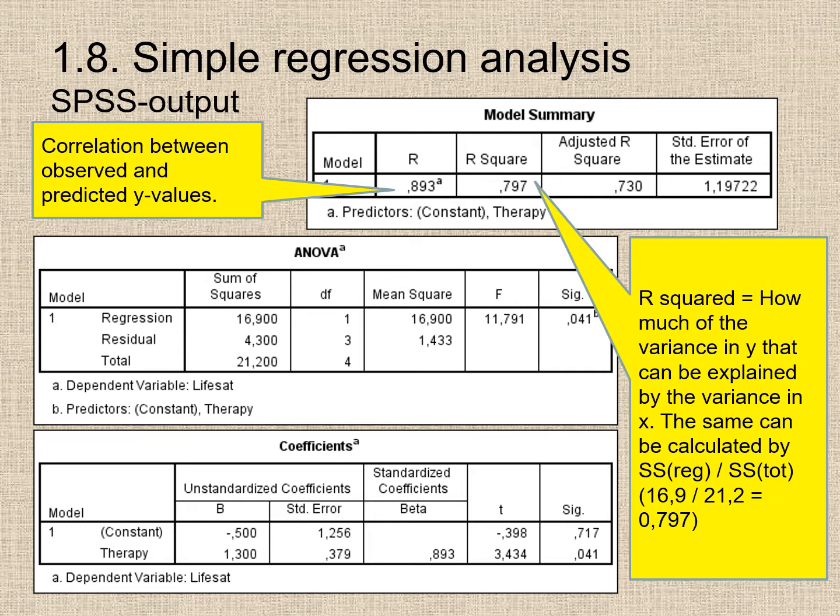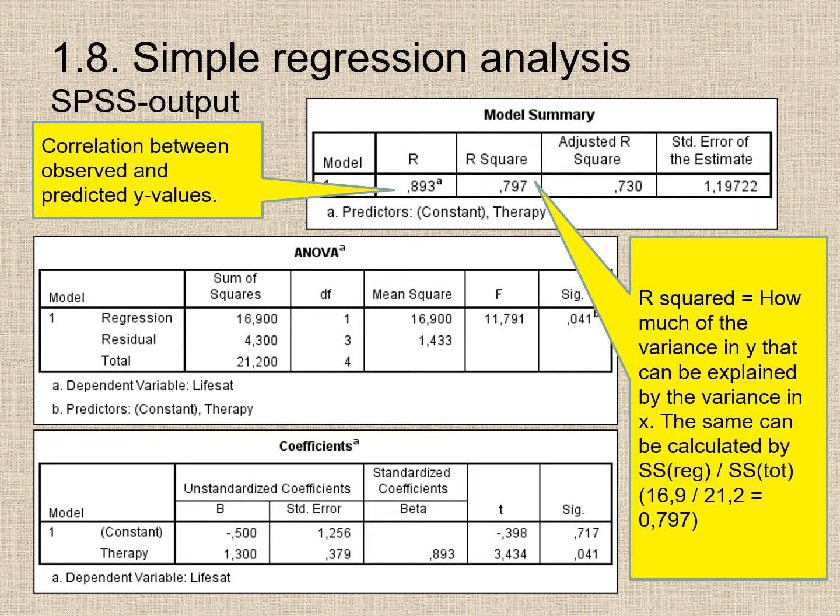Okay, if you have a look, we've seen those already. Our intercept, it's called constant here. Predicted life satisfaction if you don't receive any therapy, 0.5. 1.3: when therapy goes up by 1, life satisfaction is expected to increase by 1.3 on the scale from 1 to 7.